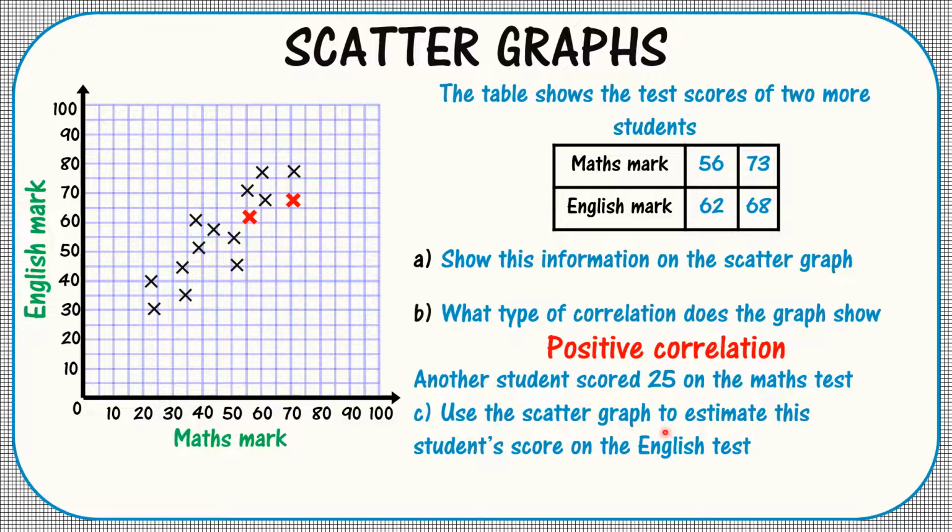Because it says estimate, you need to use a line of best fit. So you draw a line of best fit which goes through as many points as possible. You go to 25 on the maths mark and you draw a line straight up until it touches the line of best fit. And then you go across until you go to English mark. As you can see, this value is approximately 36 marks.